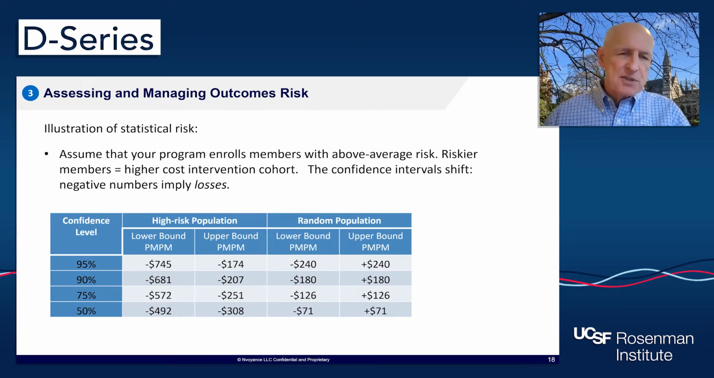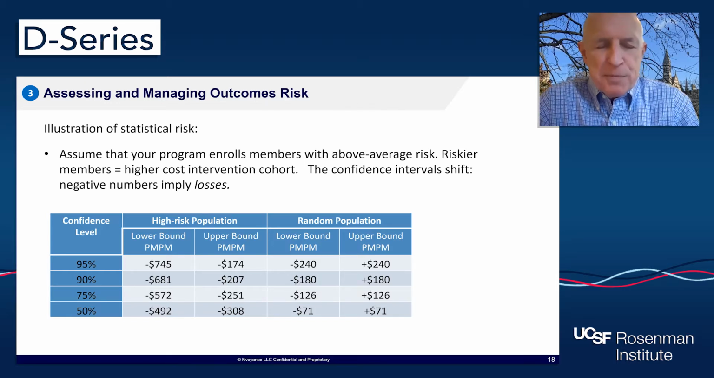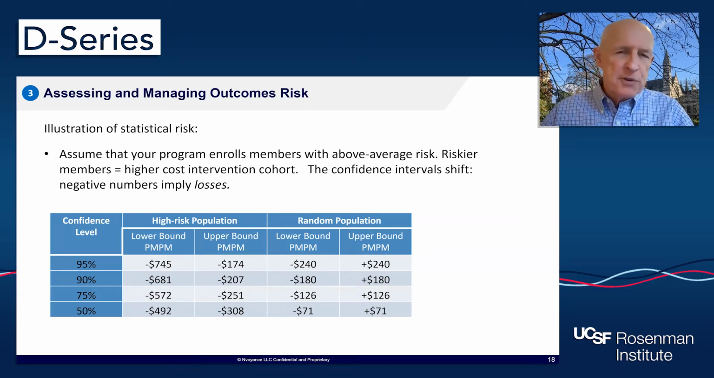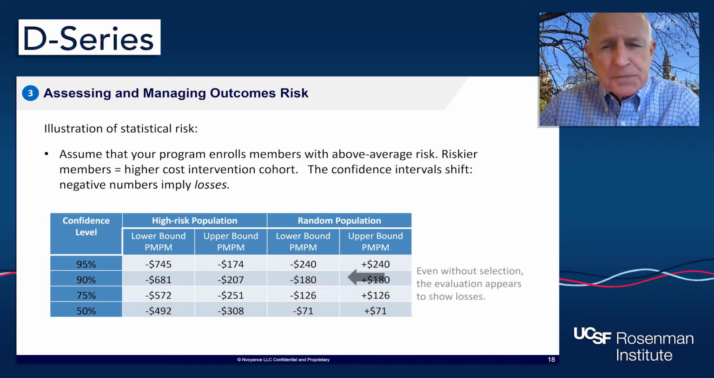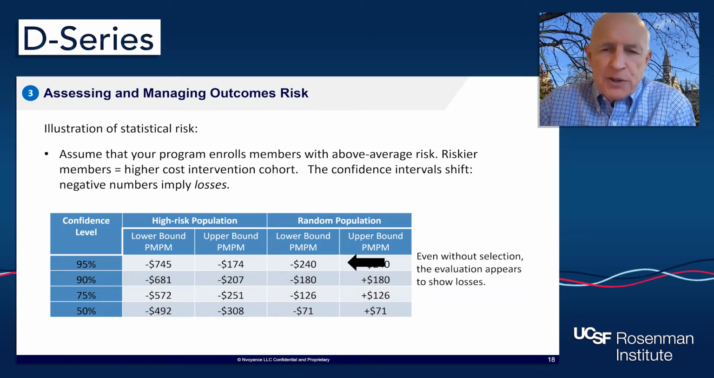And yet this is simply a theoretical population here, where there is neither a gain nor loss. And yet, because of the nature of the people that you're enrolling here, you're at considerable risk of the volatility in claims resulting in this apparent loss on the contract. So even without selection, the evaluation appears to show losses.